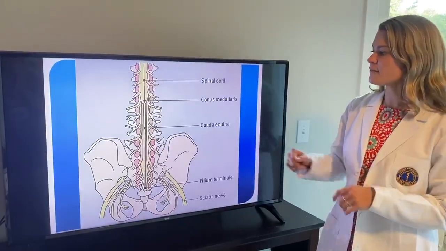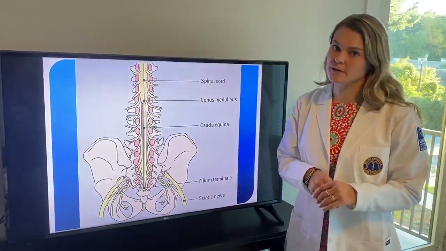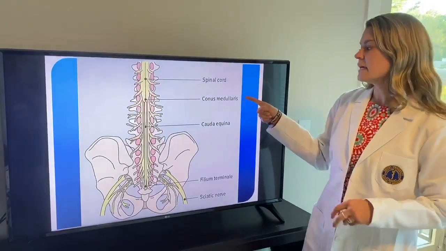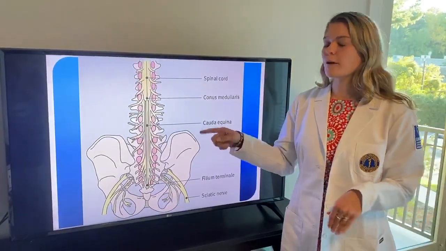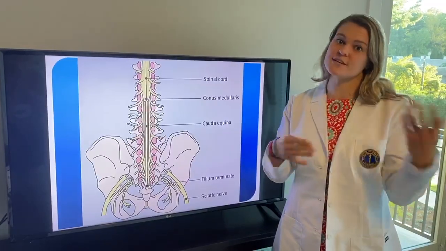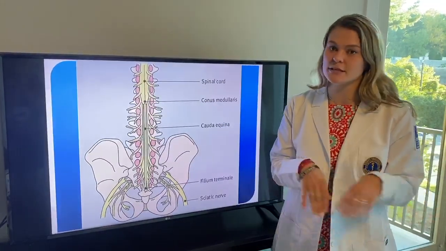And next, looking farther inferior in the spinal cord, we're first going to look at the conus medullaris, which is where the spinal cord goes into a cone shape, which again is at L1 to L2 in adults.